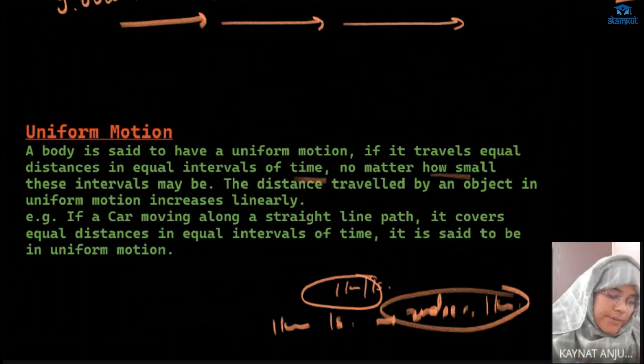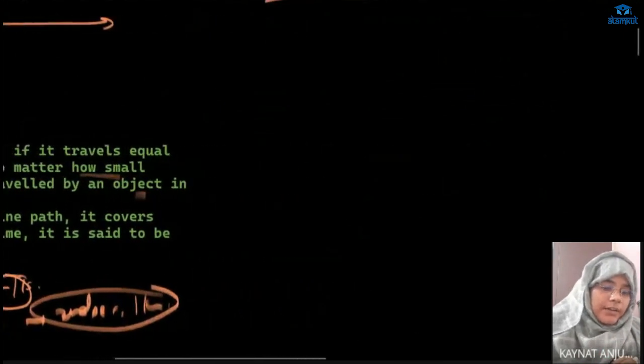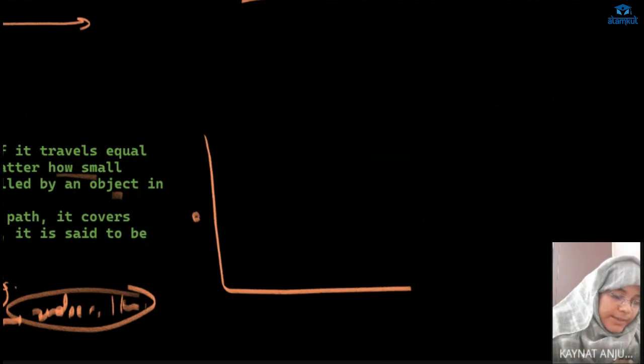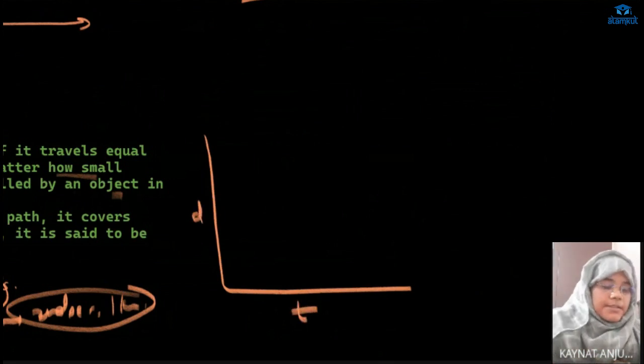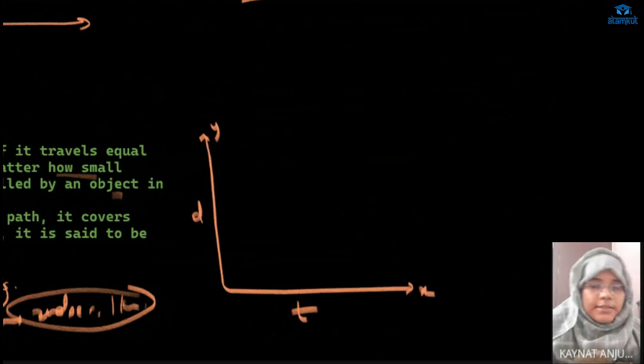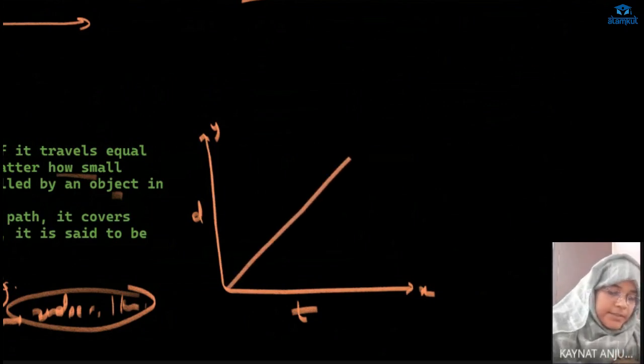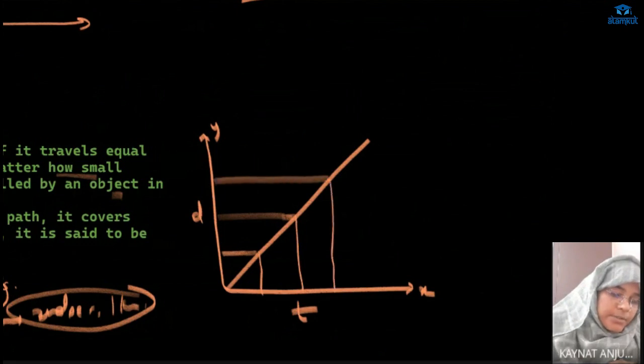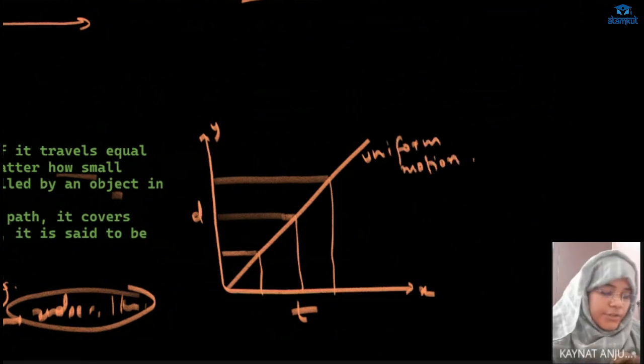The distance traveled by an object in uniform motion increases linearly. If we draw a distance-time graph, with the y-axis as distance and the x-axis as time, then for uniform motion it will be a straight line: equal distance in equal intervals of time. This is the graph for uniform motion.